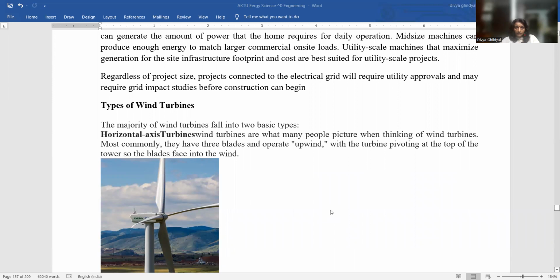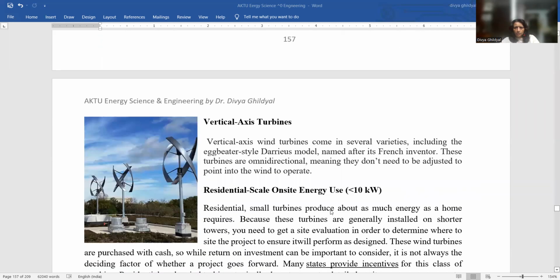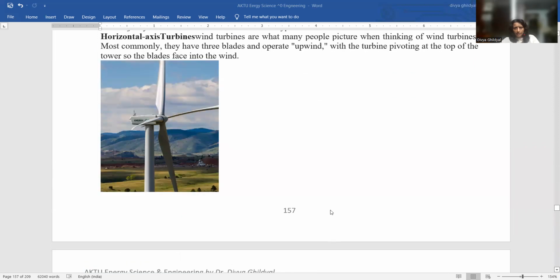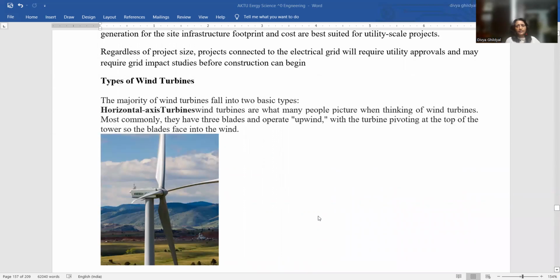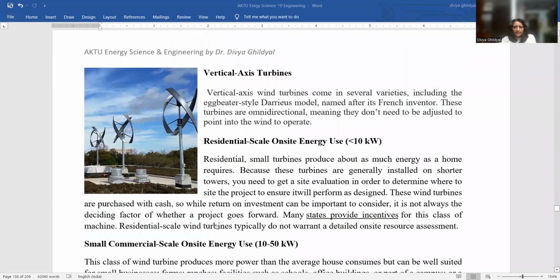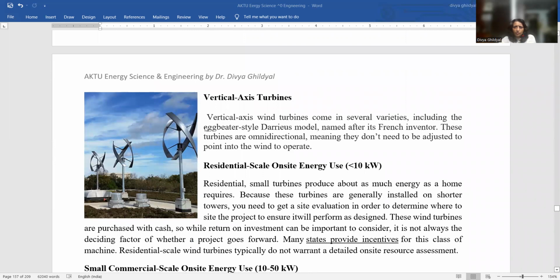Now, there are basically two types of wind turbines, horizontal and vertical. Horizontal axis turbines are what many people picture when they are thinking of wind turbines. Most commonly, they have three blades, like a simple fan, and these blades are mounted on long, high poles so that when wind comes, these blades start rotating and they create energy. For vertical wind turbines, if you look at the diagram, it looks more like an egg beater style. It does not have only three blades.